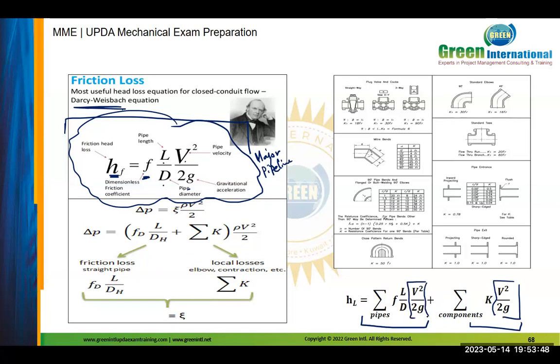Normally in the exam, the V square over 2g term is the same for both calculations, which means I can take it as a common factor: V square over 2g, and the remaining is f L over D, summed if you have different pipeline diameters, plus the sum of K: K1 plus K2 plus K3. What's K1, for valve, for example? What's K2 for tee? What's K3 for elbow, whatever. He gives you all the Ks. This is given.